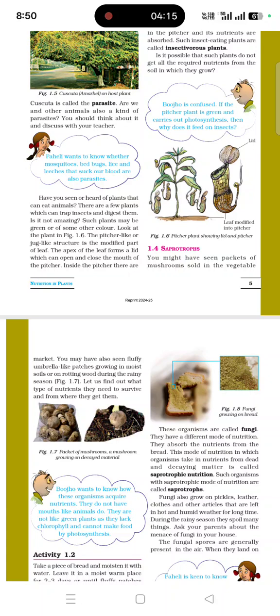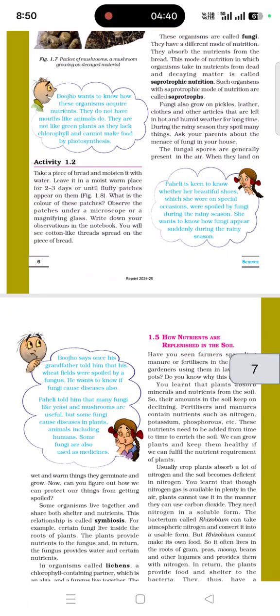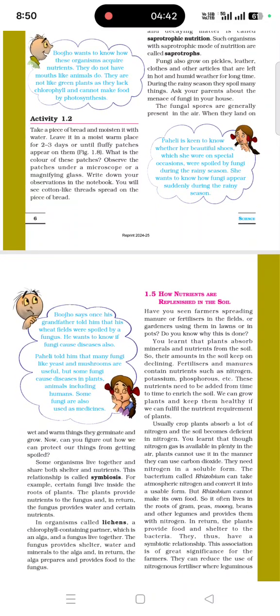So if we observe a patch of mushroom or bread mold fungi, those have saprophytic nutrition. This is the mode of nutrition where the organisms take up nutrients from dead and decaying matter. These are said to be saprotrophs, and the mode of nutrition is saprotrophic nutrition. Why are they necessary for the environment? As I already said, they act like scavengers who cleanse the environment, and they are necessary for cleaning the environment. For that, another activity is given.